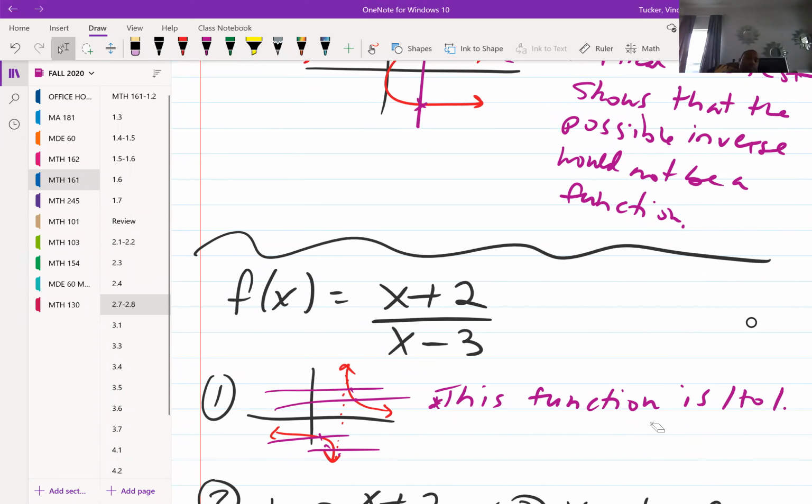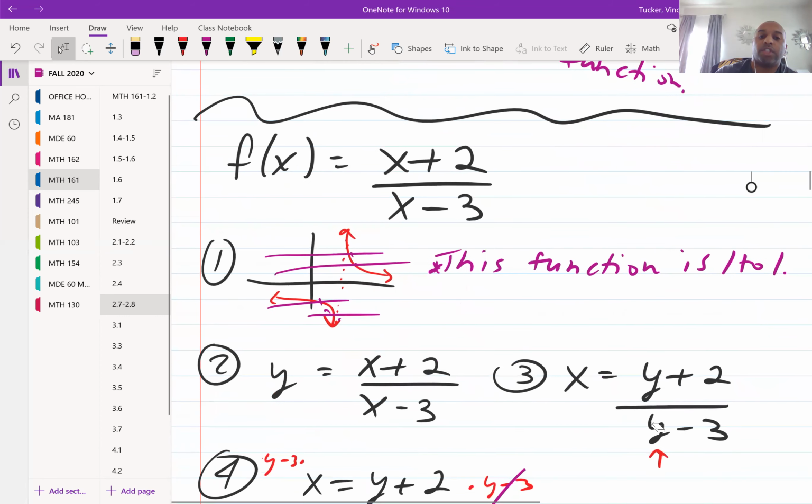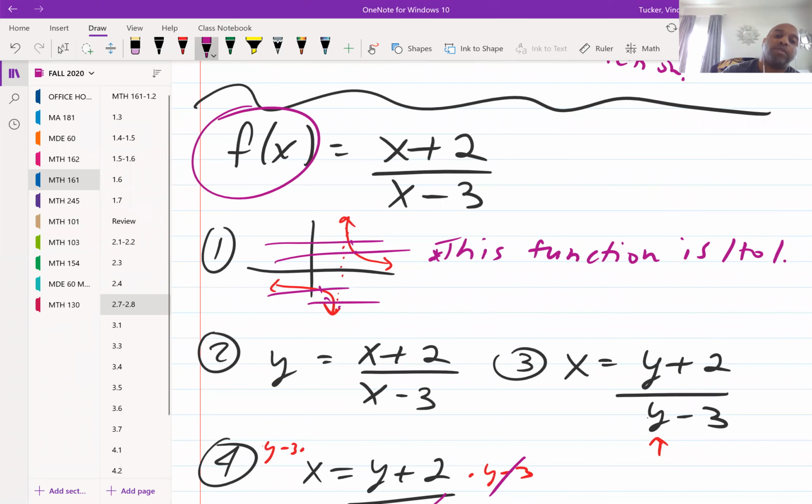f of x is equal to x plus 2 over x minus 3. So we throw that in a graphing tool. This function is one-to-one. That'll be the easiest way to determine whether your function is one-to-one or not: throw it in a graphing tool and then use the horizontal line test. Once you establish that your function is one-to-one, follow your steps. Step 2, substitute in y for f of x. That's what we did here.